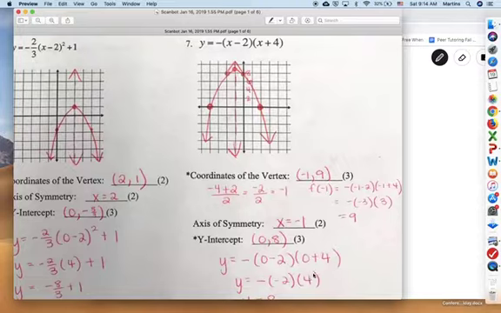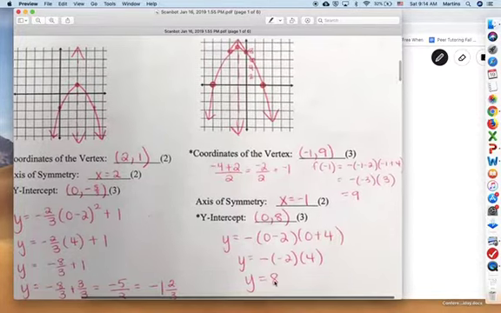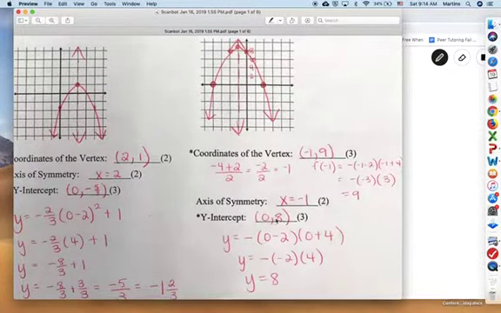I'm evaluating inside the parentheses. I've got negative 2, I've got positive 4. Again, my two negatives cancel, and I have 2 times 4 is 8. That helps me figure out the y-coordinate. And I always want to see the y-intercept as x comma y, because I really want you to understand where it's located on the graph. I don't just want an 8 floating around. 0 comma 8 gives me a very clear picture of what you understand that y-intercept to be. So far, so good? Awesome.